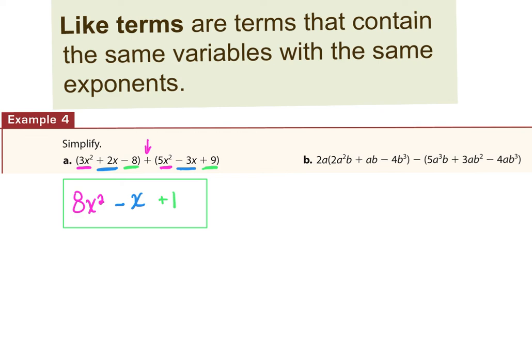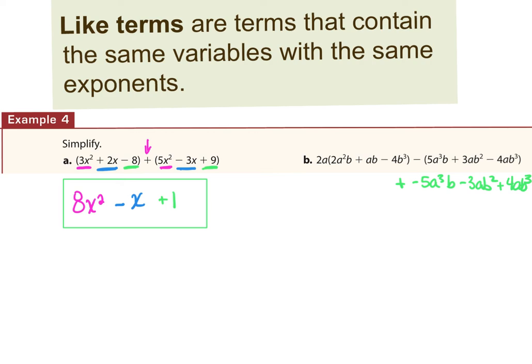Subtraction. A little key here. If you struggle with positives and negatives, you may want to change this to adding the opposite. All right, so I'm going to show you both ways. If you want to leave it as subtraction, that's fine, but keep in mind you're always subtracting, okay? If you don't, you can change it to adding, and you can change all of these to the opposite: negative 5a cubed b, negative 3ab squared, positive 4ab cubed. All right, so you don't have to do that method, but make sure you remember you are subtracting, okay?